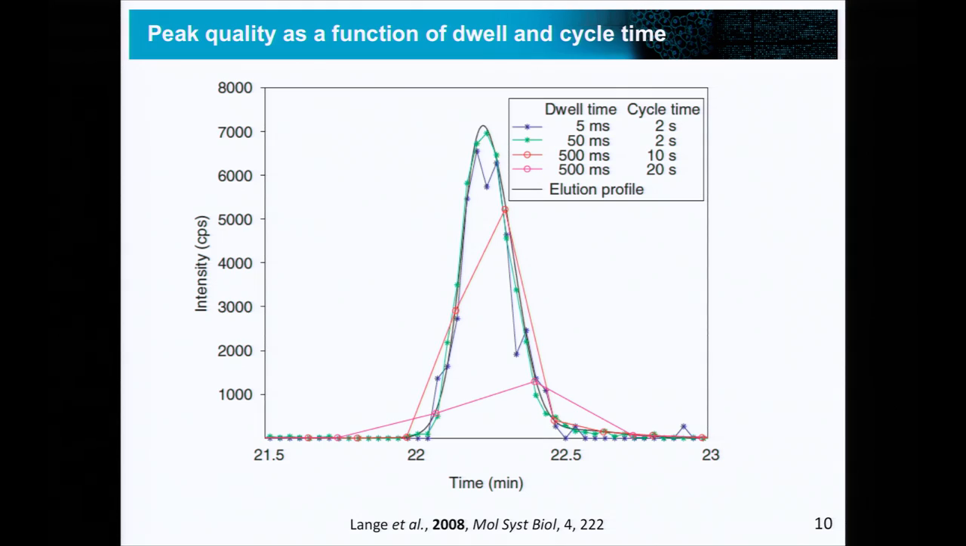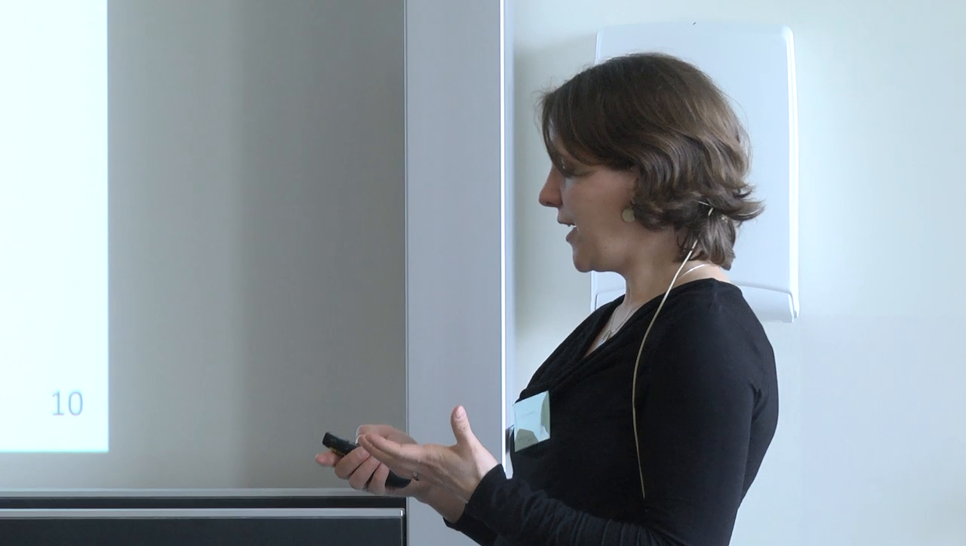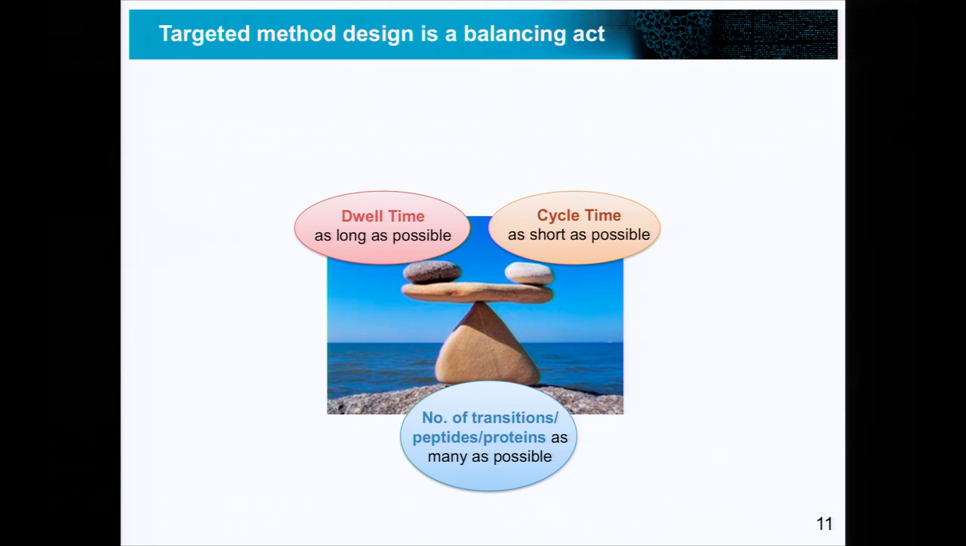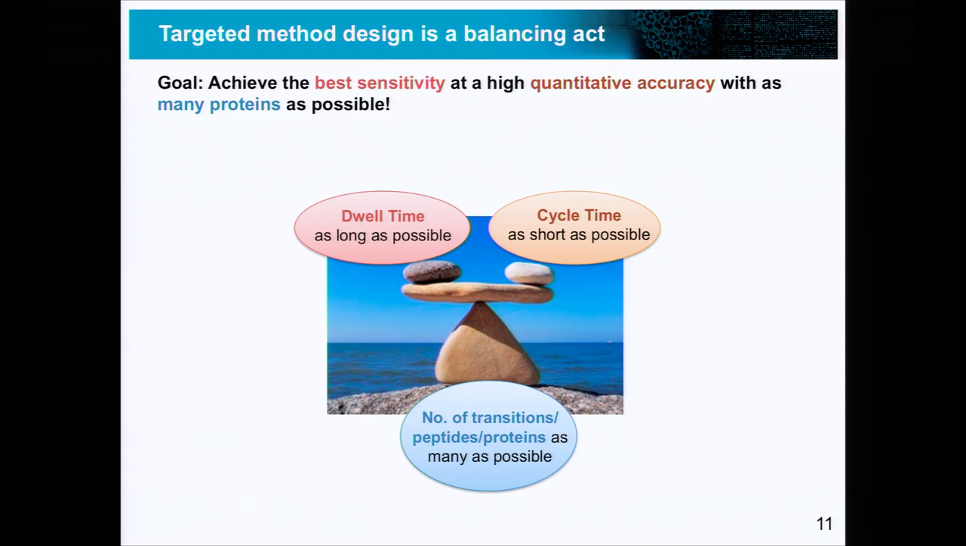Okay, so with this figure, I think it becomes very clear that for every SRM measurement, you need to perform a balancing act between 3 parameters: the dwell time, the cycle time, and the number of transitions and peptides and proteins that you want to do in one SRM measurement. And the goal that you always want to achieve in all your measurements is you want to be as sensitive as possible. You also want to measure very low abundant proteins or peptides in your sample.